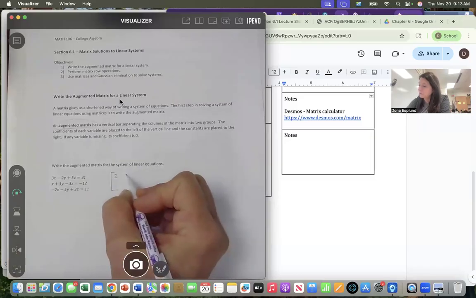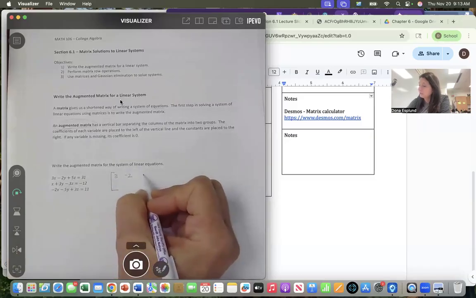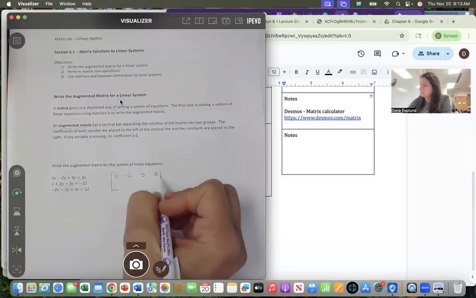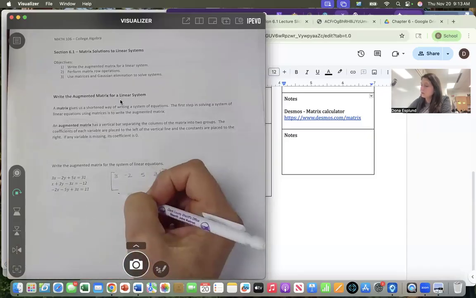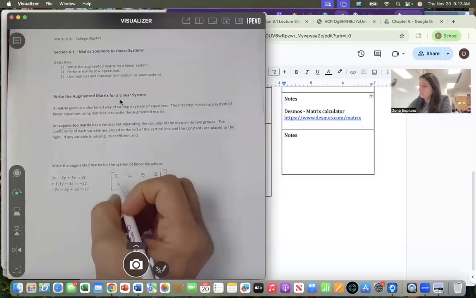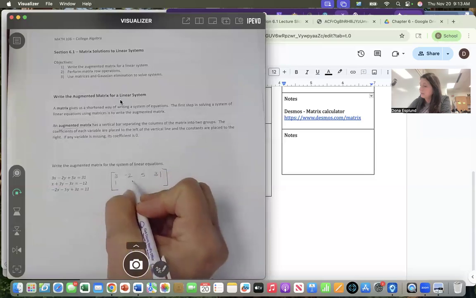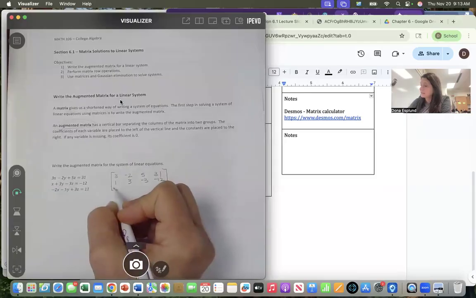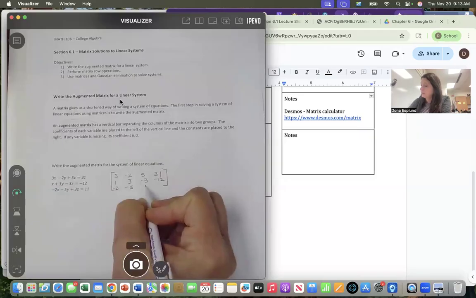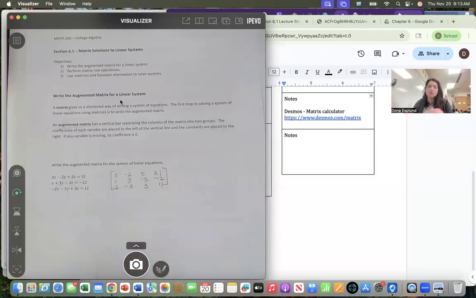Then my y value is going to be -2. And then I'm going to have 5 and then 31. So that will be my first row. Then the next equation will be my second row, which is going to be 1, 3, -3, and -12. And then the last equation will be -2, -5, 3, and 11. And then you have completed writing it as an augmented matrix. Now we haven't solved anything yet. We're just putting it in matrix form.